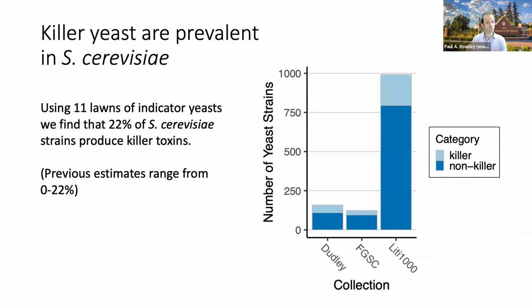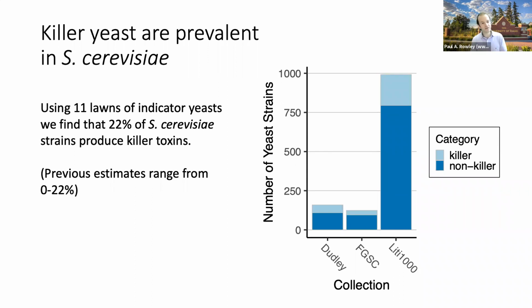And so ultimately that's led to, we found a lot of killer yeasts. 22% of all that we've surveyed in Saccharomyces cerevisiae produce killer toxins. And that's particularly important for a lot of people that are studying how different yeasts interact with each other in different environments. I know of evolutionary studies where people mix yeast together under different conditions and see who wins.